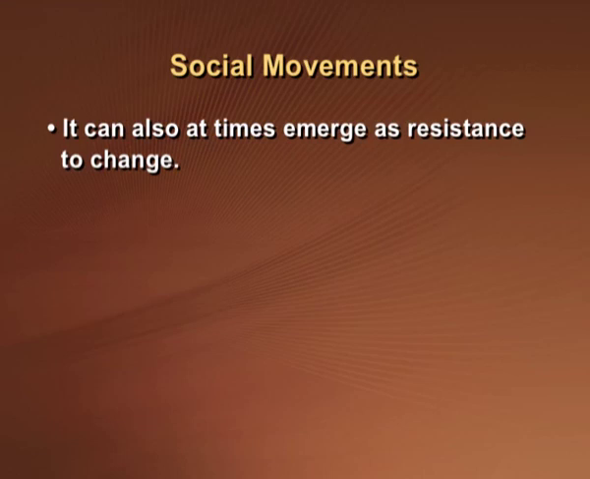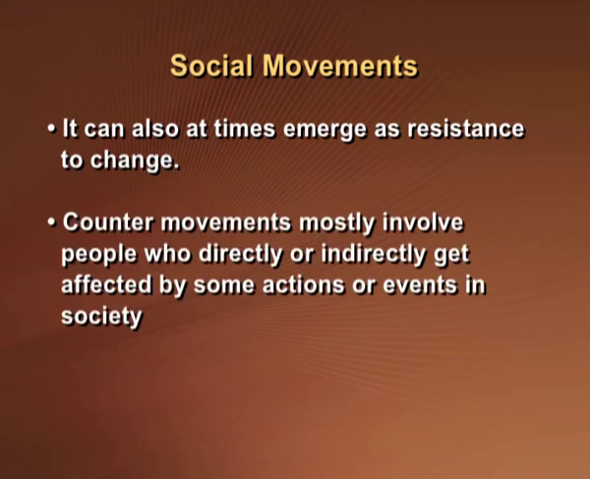So we see that social movements generally are a challenge to the established authority, structures, and patterns in society. They can also at times emerge as a resistance to change, which we call counter-social movements. Counter-movements mostly involve people who directly or indirectly get affected by some actions or events in society. For instance, a number of environmental movements have been a consequence of the impact of so-called developmental projects taken up by the government, which has led to the displacement of a large number of people. Some examples include the Narmada Bachao Andolan and the Tehri Dam protest.